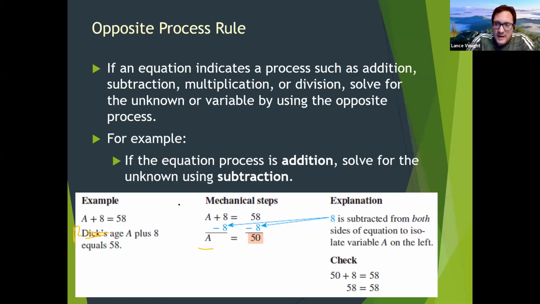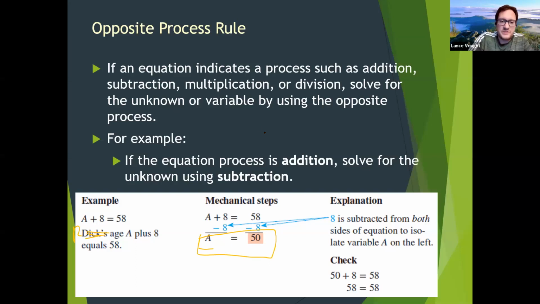So when we're going to add, we subtract. When we're going to multiply, we divide. When we're going to divide, we multiply. When we're going to subtract, we add. We just do the opposite. We've already solved this like 4 times, so let's move on, unless anyone has a question.